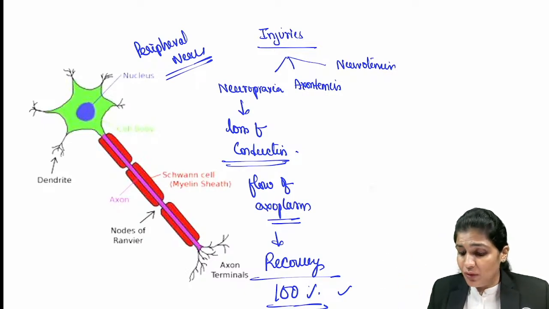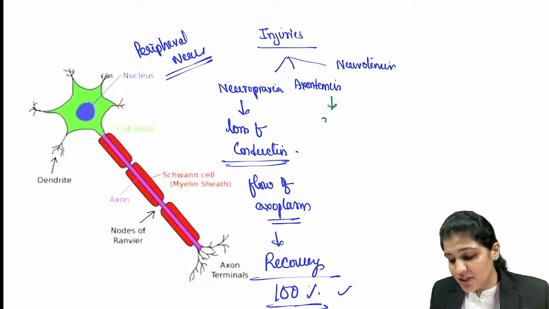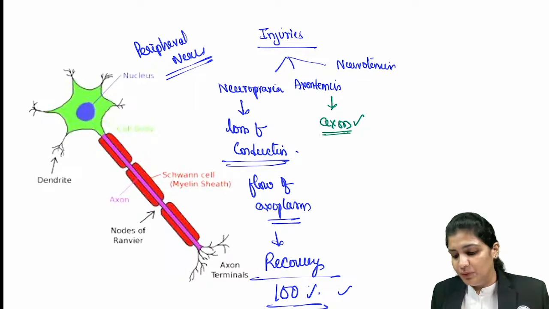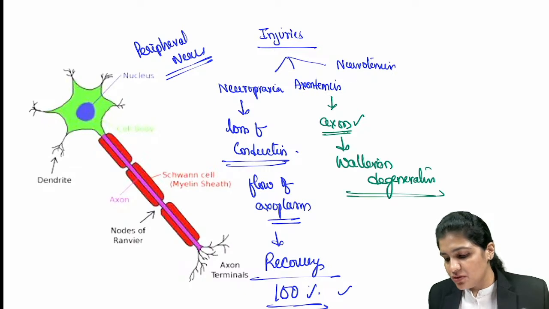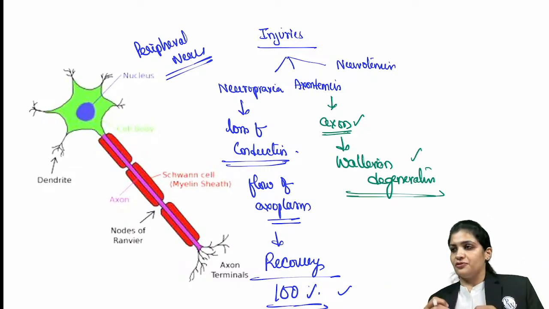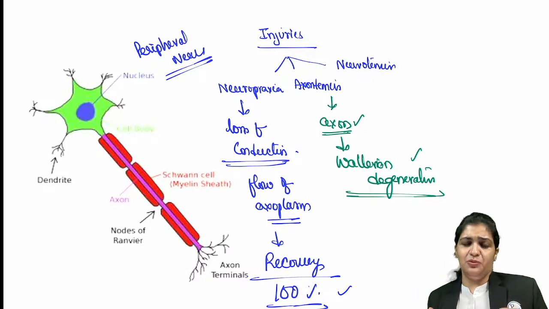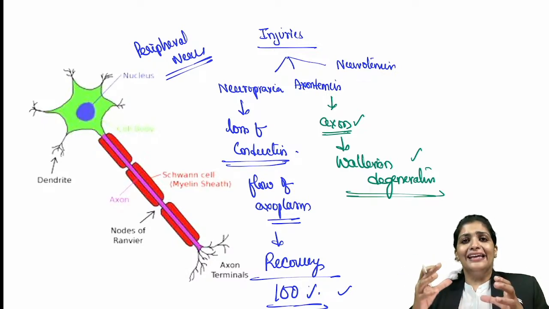Coming to axonotmesis, there is damage to the axon. Whenever there is damage to the axon, there will be a pathological process which is called Wallerian degeneration. Because the axon is damaged, there will be an inflammatory process occurring there. There will be phagocytosis of the nerve and regeneration of the new nerves. This is all called Wallerian degeneration.